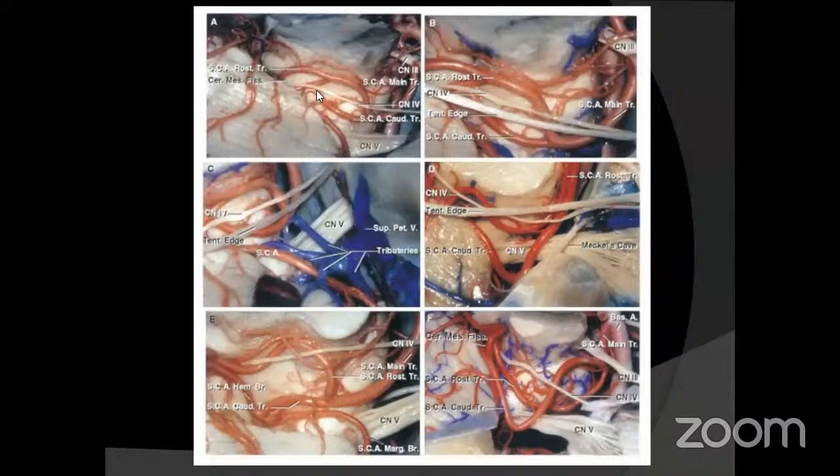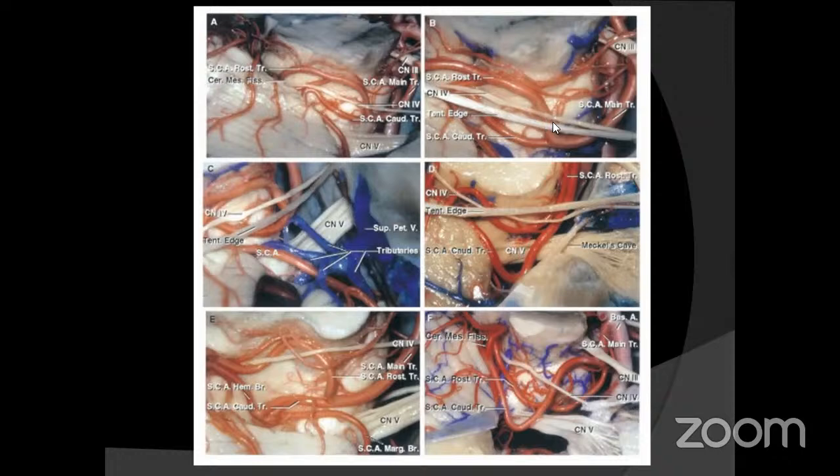Now here we can appreciate the association of the cranial nerves with the SCAs. As we can see here, this is the rostral trunk and this is the caudal trunk. We discussed previously that the third nerve is associated with the S1 segment. The fourth nerve is associated with the S2 segment, or the two bifurcations. And cranial nerve five is present beneath and sometimes associated with S2. Sometimes the caudal trunk of the SCA loops down and touches the root entry zone of cranial nerve 5. And this is where symptoms of trigeminal nerve arise.